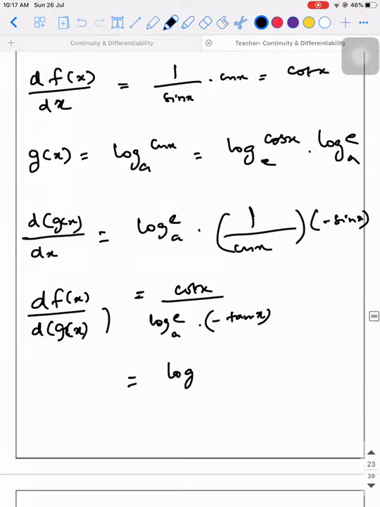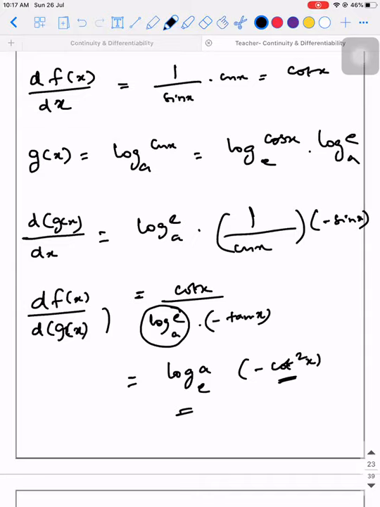So that will become log a base e. Try to understand. I took this log e base a up, the base will get swapped. So log of a base e into minus cot square x. So this is problem number 23. Yes, sir. Yeah, there's the answer, right? So minus cot square x into log a base e. I hope it is clear.